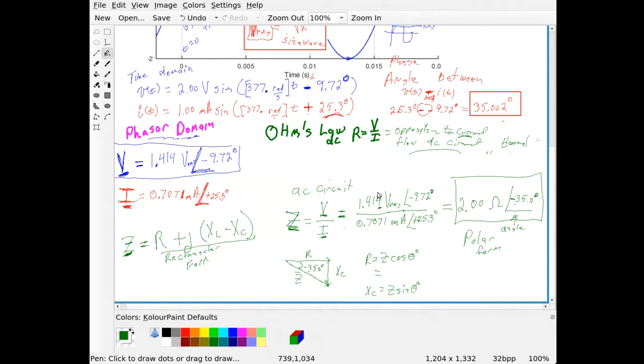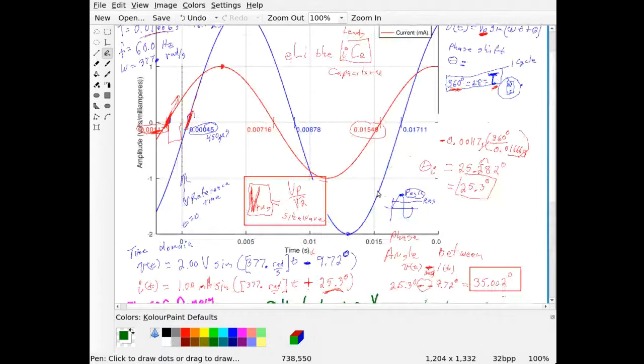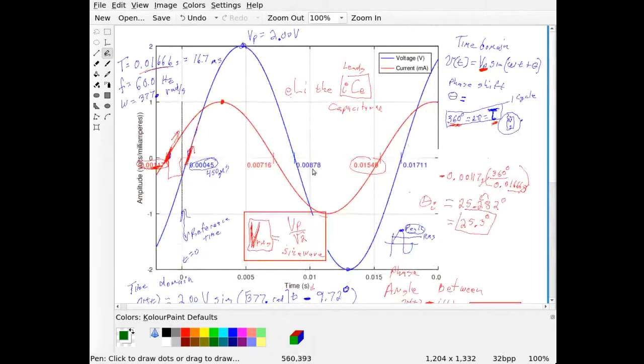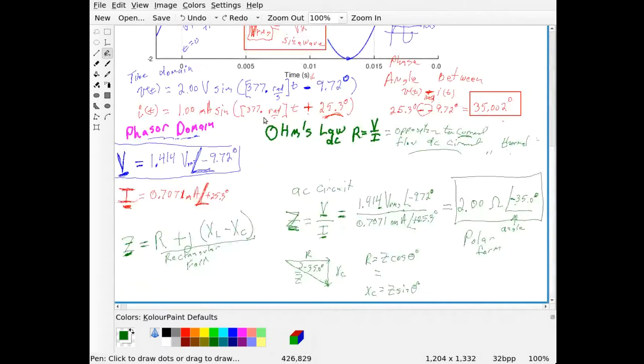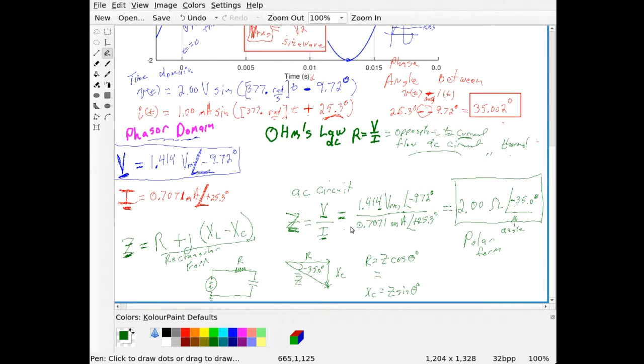Now notice, all day long, I have yet to actually draw an electrical circuit. All I started off with back here was a voltage waveform and a current waveform. So I haven't even drawn an electrical circuit. So let me draw an electrical circuit right now. Here's an electrical circuit with a voltage, and I know that I have a resistor in this circuit, and I know that I have a capacitor in this circuit. Okay, and so there's my electrical circuit.